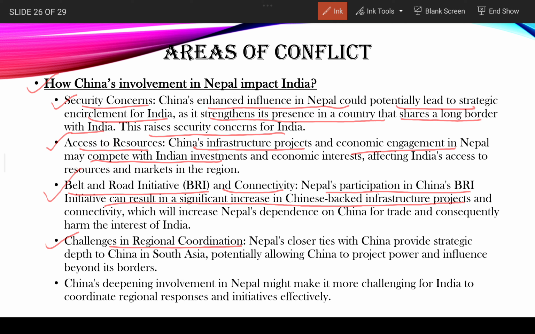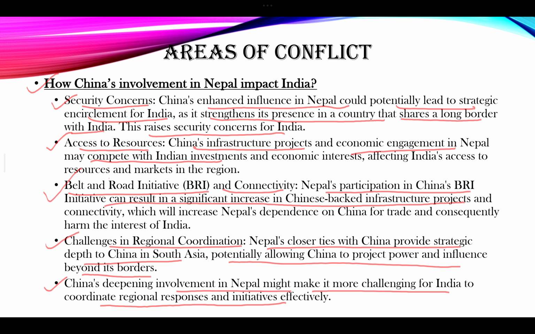Then in regional coordination, China is definitely wanting to have more engagement in this particular region. It's going to increase its influence in the region. So Nepal's closer ties provide strategic depth to China in South Asia and potentially allow China to project power and influence beyond its borders. China's deepening involvement in Nepal might make it more challenging for India to coordinate regional responses and initiatives effectively. So these are the various concerns which India is having because of China's involvement in Nepal.